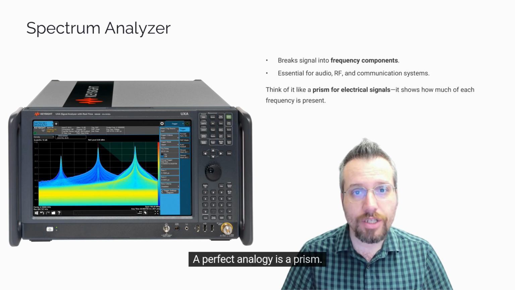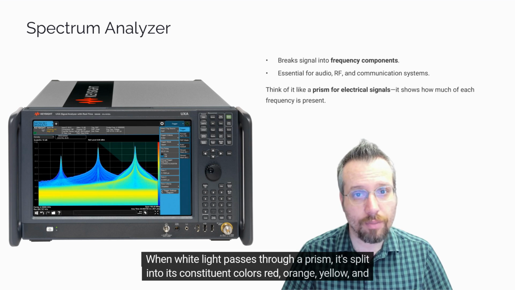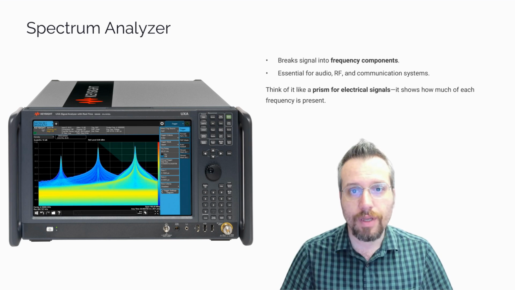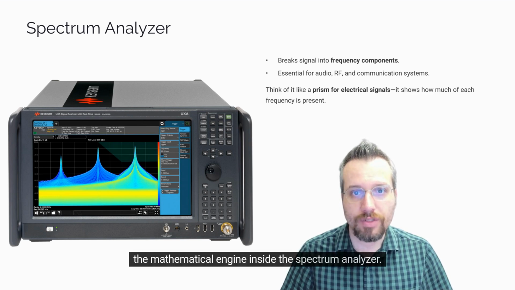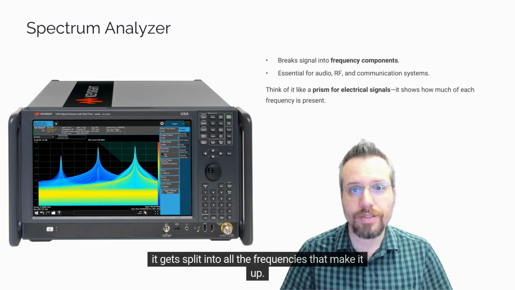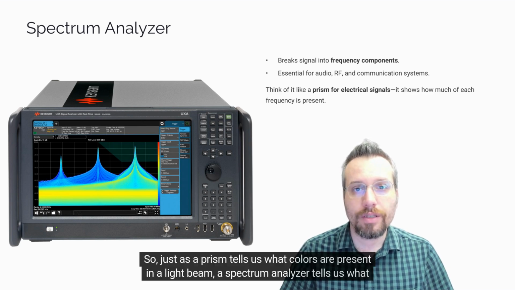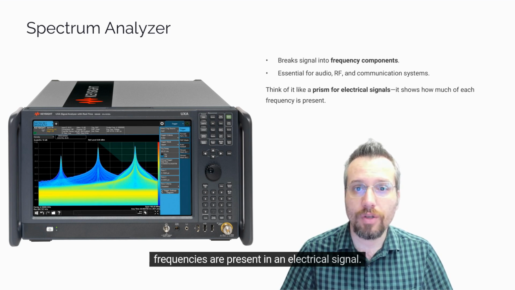A perfect analogy is a prism. When white light passes through a prism, it's split into its constituent colors: red, orange, yellow, and so on. Likewise, when a time domain signal passes through a fast Fourier transform, the mathematical engine inside the spectrum analyzer, it gets split into all the frequencies that make it up. So, just as a prism tells us what colors are present in a light beam, a spectrum analyzer tells us what frequencies are present in an electrical signal.